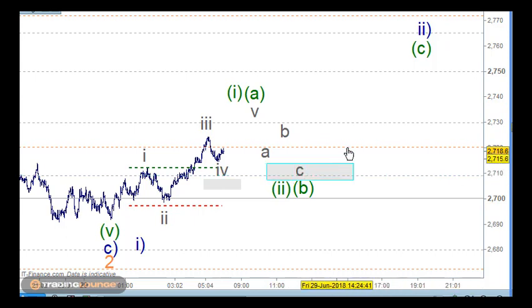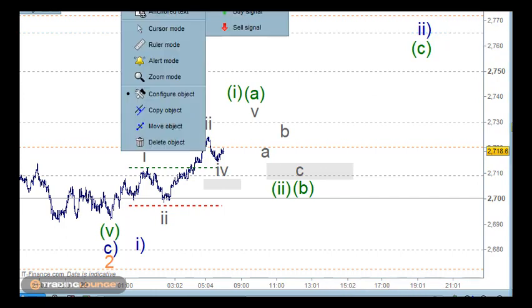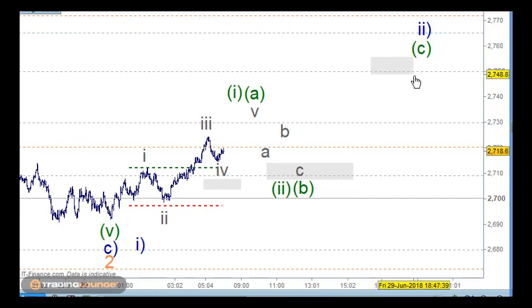If we get 5 waves here, then we get a correction back to this box here, the 2710 area, the 50-60% retracement level, and then we'll see a move up into this area here, which we know just roughly there is going to be the 61.8%. Number 5 here, the midpoint.